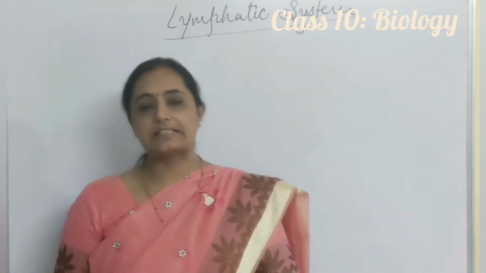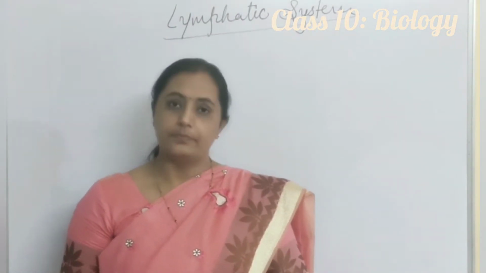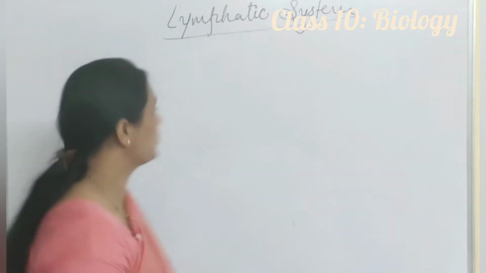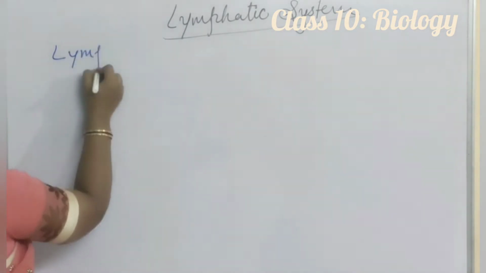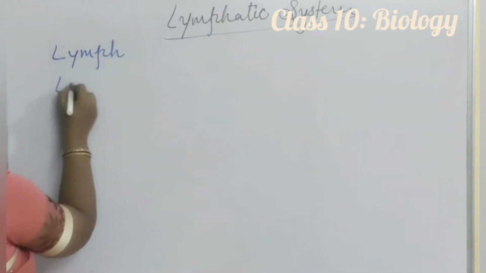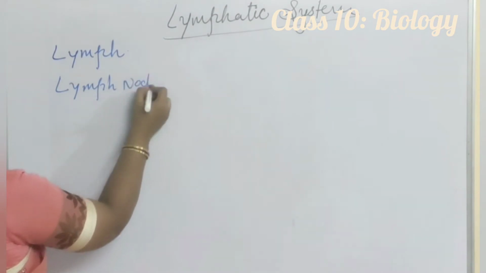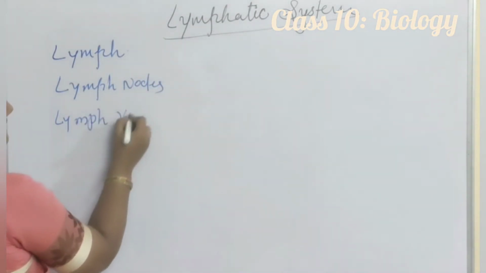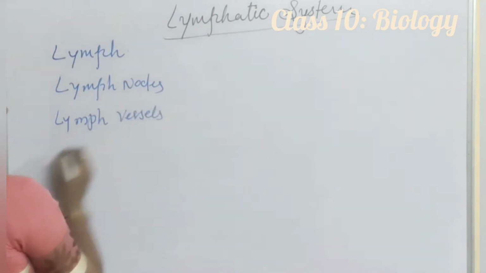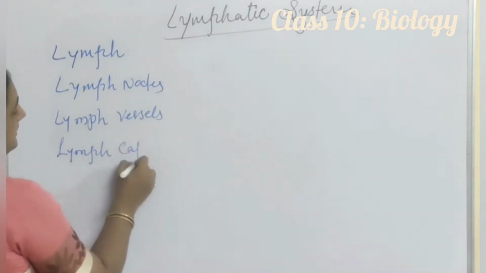So here we will discuss the lymphatic system. The lymphatic system is composed of lymph, then lymph nodes, lymph vessels and lymph capillaries.